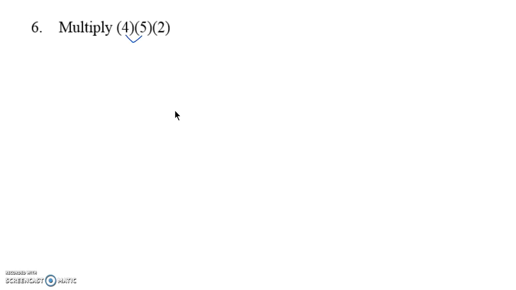So you can multiply the chain in any order at all. 4 times 5 is 20, and then 20 times 2 is 40. Alternatively, you could go 2 times 5 is 10, 10 times 4 is 40, or you could multiply 4 times 2 is 8, 8 times 5 is 40. So multiplication, like adding, it doesn't matter the order. You can move around through the chain to group numbers the way that you best see them.